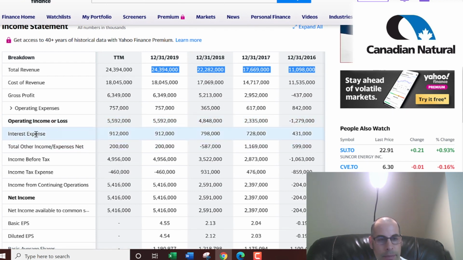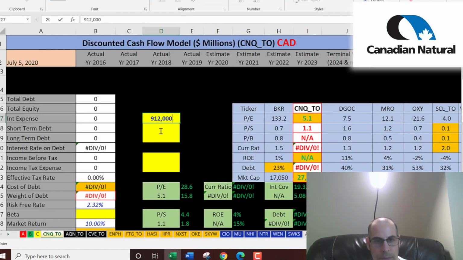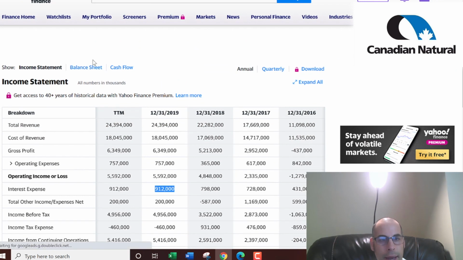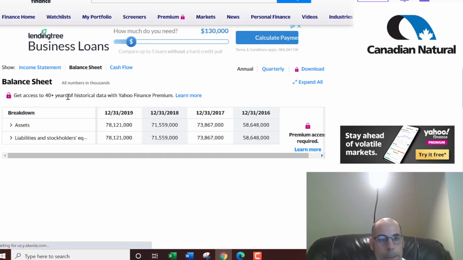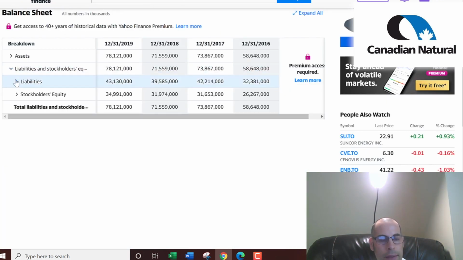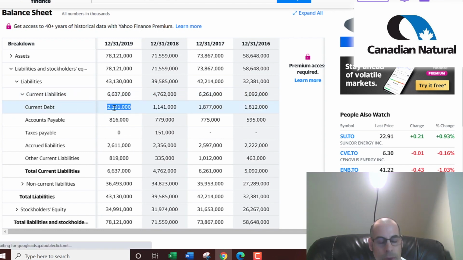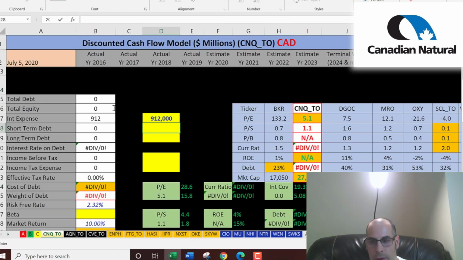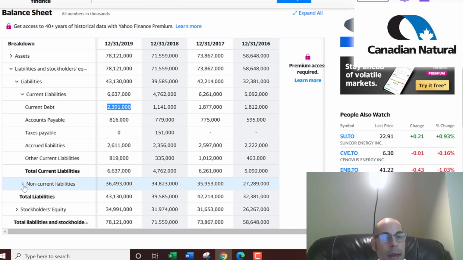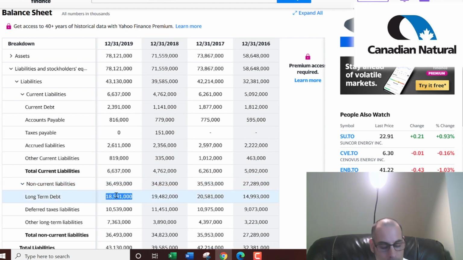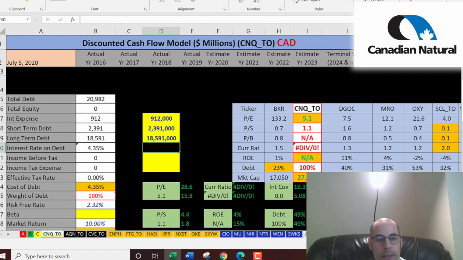The interest expense on the income statement is the interest they pay on their debt, which is $912 million. For the debt they have, we go to the balance sheet, we go to liabilities, and the current debt is $2.4 billion. That's debt due within 12 months. And the long-term debt of $19 billion is debt due after 12 months. So they pay 4.3% interest on the debt.